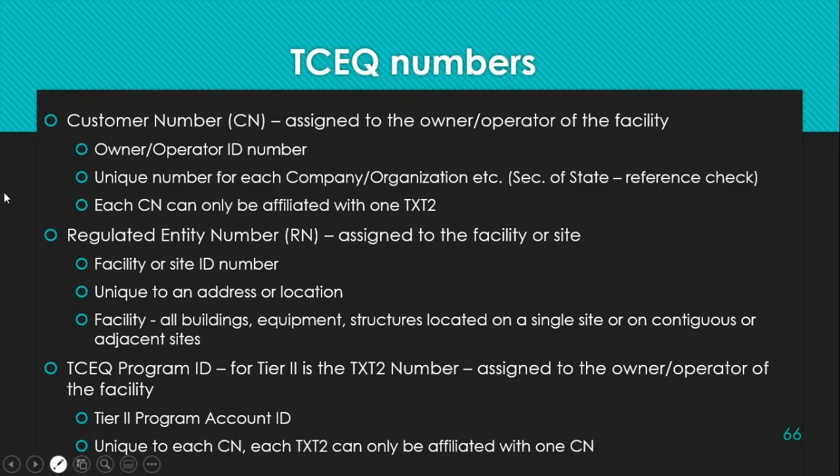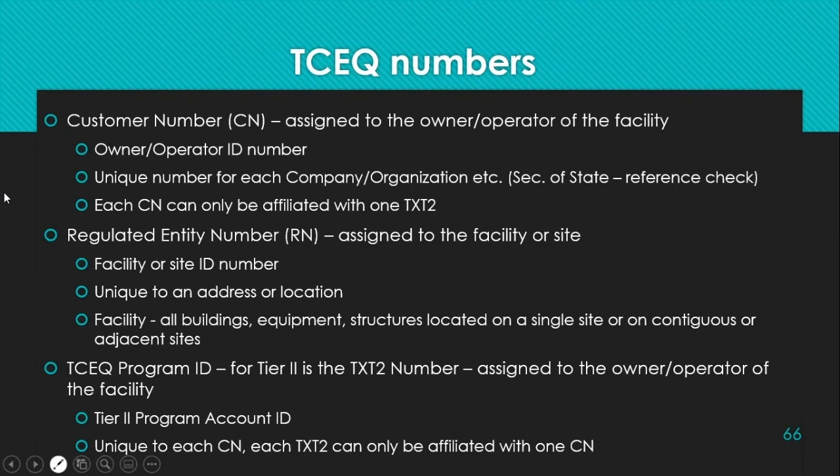So what are these TCEQ numbers? You, of course, have your customer number, the CN, that's assigned to the owner-operator of the facility. It's essentially the owner-operator ID number, and it's unique for each company and organization, usually linked to a Secretary of State filing number. Again, each customer number can only be affiliated to one TXT2 number. There's not a way in the system to affiliate it to multiple. So if you think you have multiple TXT2 numbers and aren't sure which one is yours, go ahead and reach out to us and we'd be happy to verify.